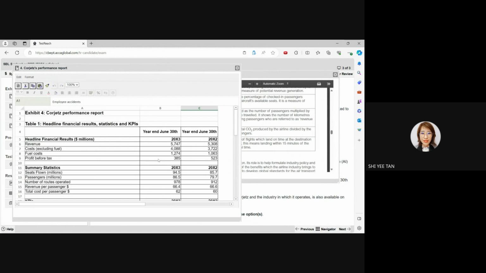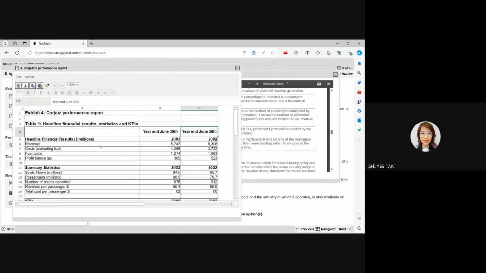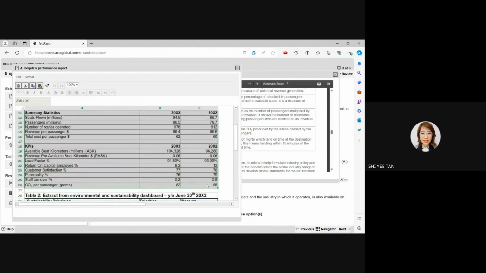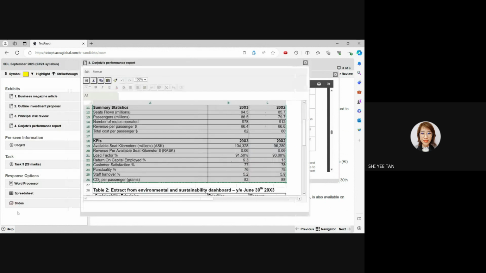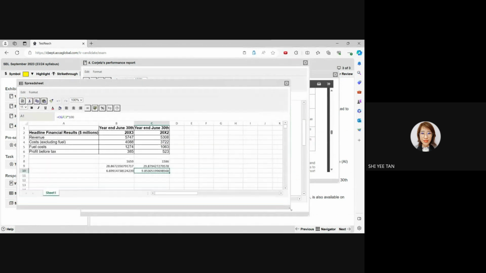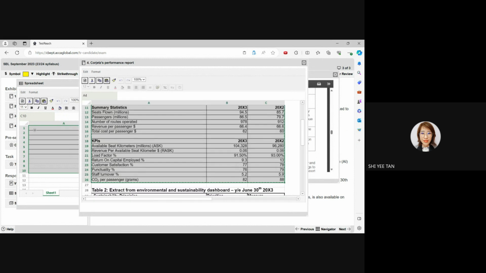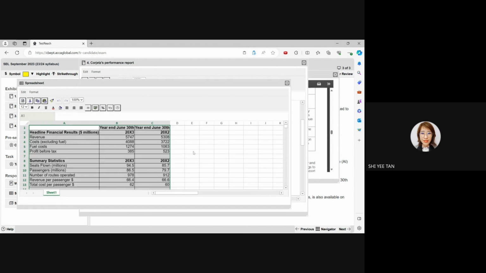Now, there's one thing that I would like to teach you. When you have this kind of figures-type exhibit, you can copy the whole thing, and if you want to do calculation, you can paste it in your spreadsheet. I already pasted yesterday. Let me delete first, copy one more time, paste here, and then you can do your calculation.